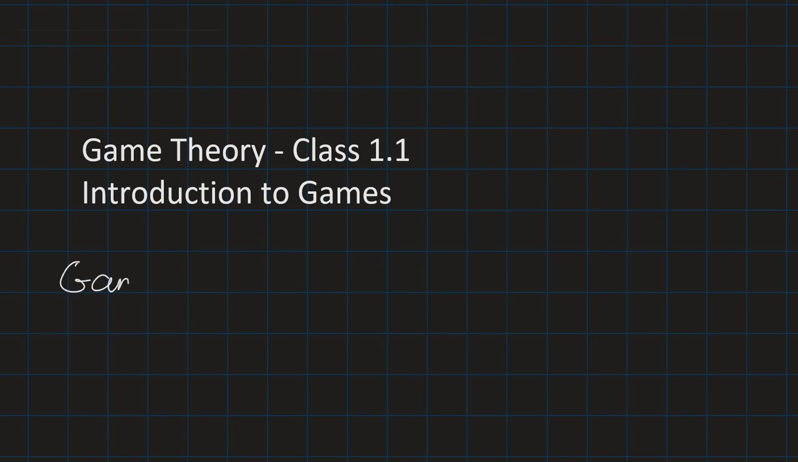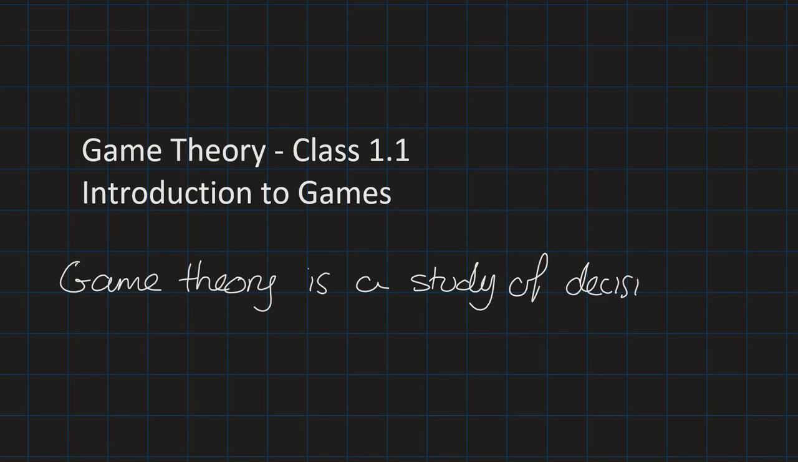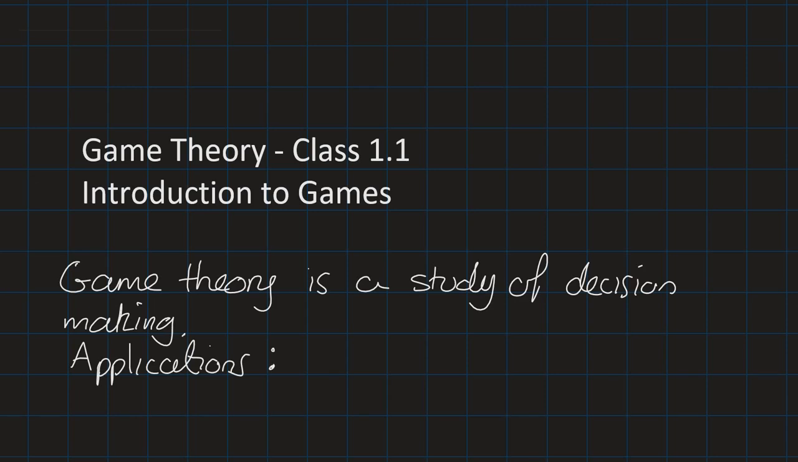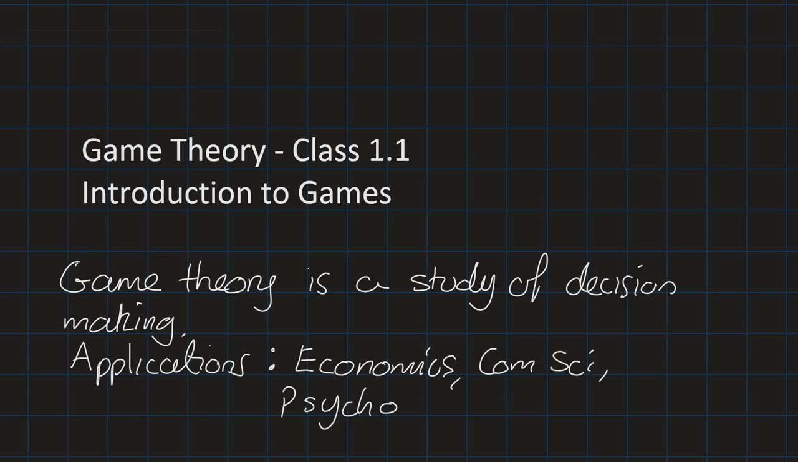Game theory, in the broad sense, is a study of decision making. And it has applications in many different areas. Perhaps the most important applications, or certainly the most prominent applications, are in economics. But it also has applications in computer science, psychology, and even evolutionary theory.